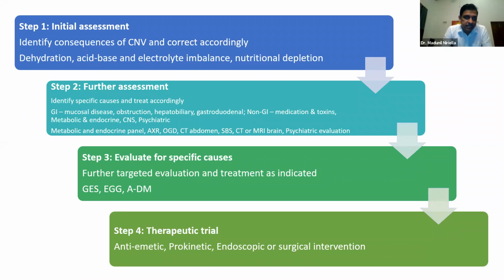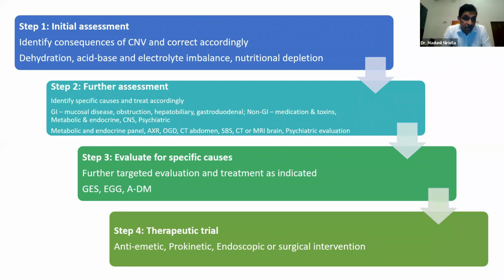In the initial assessment, identify the consequences of chronic nausea and vomiting and correct them accordingly: the dehydration, the acid-base and electrolyte imbalance, and the nutritional depletion. Further assessment should be directed to identify a specific cause and treat accordingly. GI diseases such as mucosal disease, obstruction, hepatobiliary, and non-GI causes such as medication, toxins, metabolic endocrine, CNS, and psychiatric diseases.